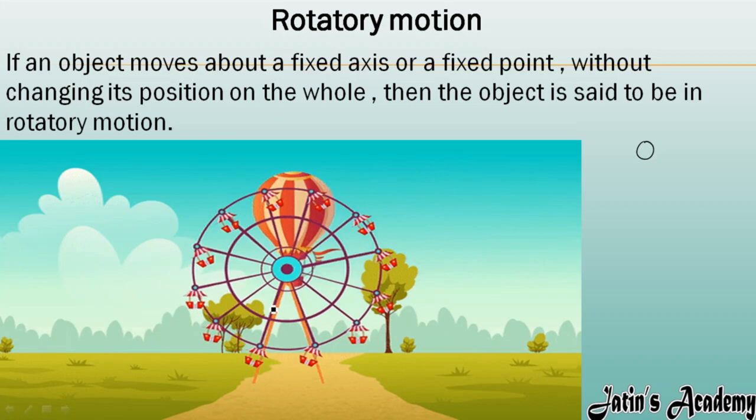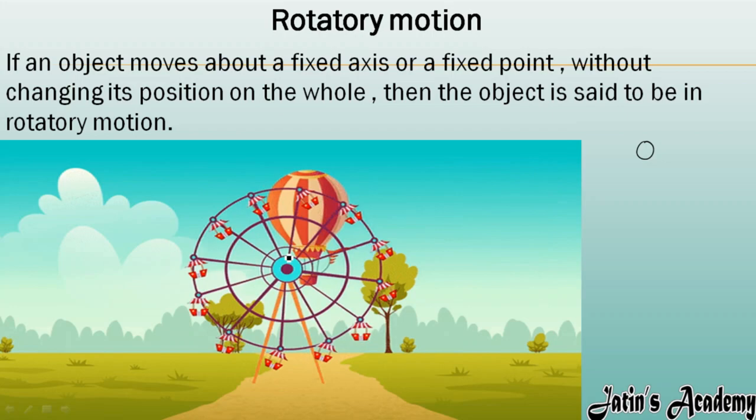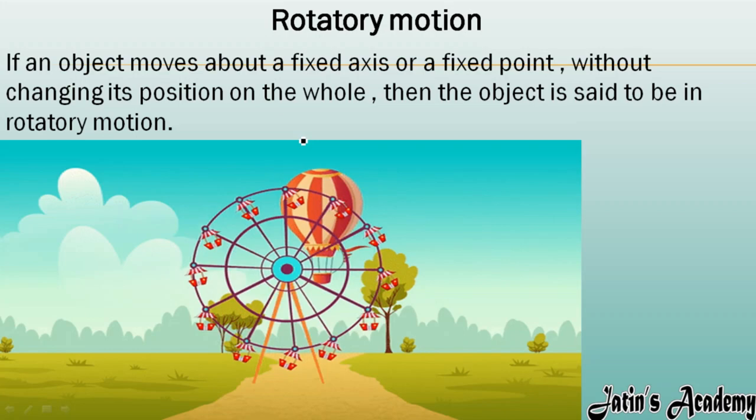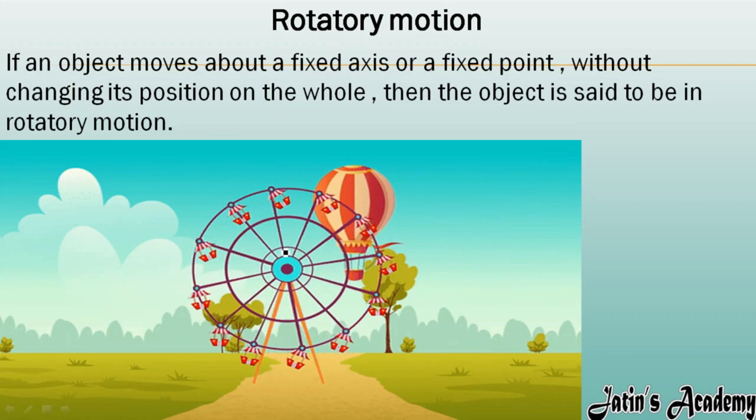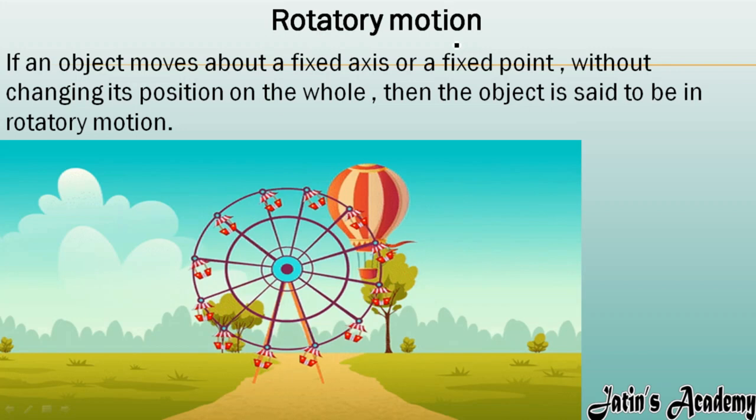But here in rotatory motion, it is also on a circular path only, but here the object is not going to change its position. The object is moving about a fixed path only, but it is not changing its position as a whole. The object is moving in the same path only, same area only, same position only. So when an object does not change its position as a whole, but it is moving about a fixed axis or fixed point, that is known as rotatory motion.